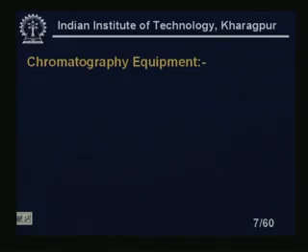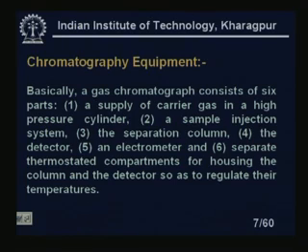Now, chromatographic equipment: let us look at the entire chromatographic equipment. You will see the figure in the next slide. Basically, a gas chromatograph consists of 6 parts: a supply of carrier gas in a high pressure cylinder, a sample injection system, and number 3 is the separation column, where we have the packing materials. Then the detector, which is most important. In these lessons we will discuss the detectors in much detail. There are various kinds of detectors.